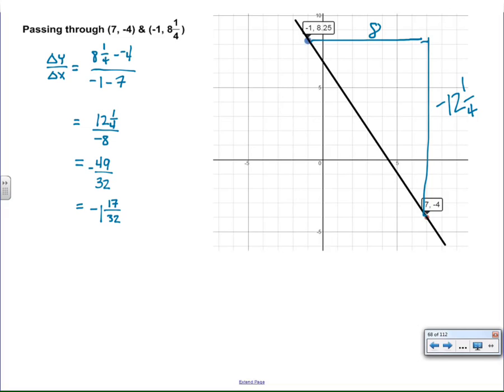Which is one of the worst slopes I've ever seen. Negative 1 and 17/32. Not a good slope. However, it is about negative 1.5 or so, which is consistent with what I see when I look at this line. It's steeper than negative 1, so this is consistent.